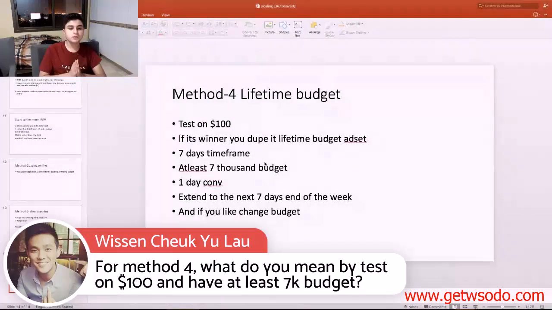It should have a 7 days time frame and 7,000 budget. That means it will spend 1k per day, because there are 7 days and 7,000. You'll have a 1 day conversion window, and on the last day of the 7 days, you will extend it to the next 7 days. Don't ever have more than 7 days or less than 7 days. And if you like, you can change the budget or keep it the same. If you can afford more than that, you change it. You double it or triple it, so you change it from 7 to 14 or from 7 to 28.